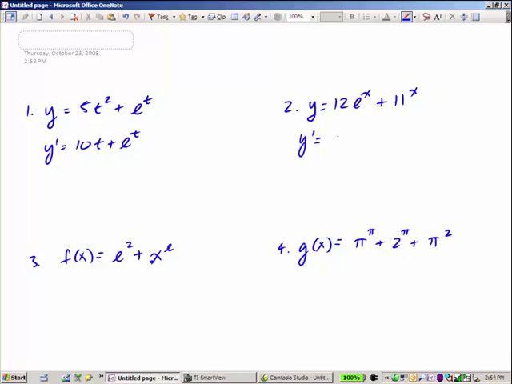So would it be 12 e to the x times the ln of 12? No. What's the base for 12? E is the base. It's not 12e quantity raised to the x. E is the base. So it's 12 e to the x. Oh, okay. Plus 11 to the x times ln of 11. Yep.